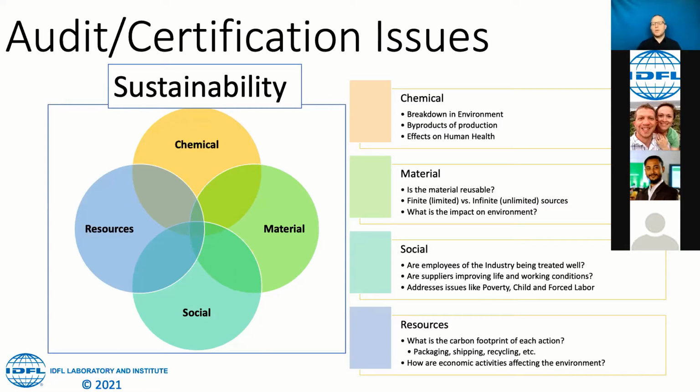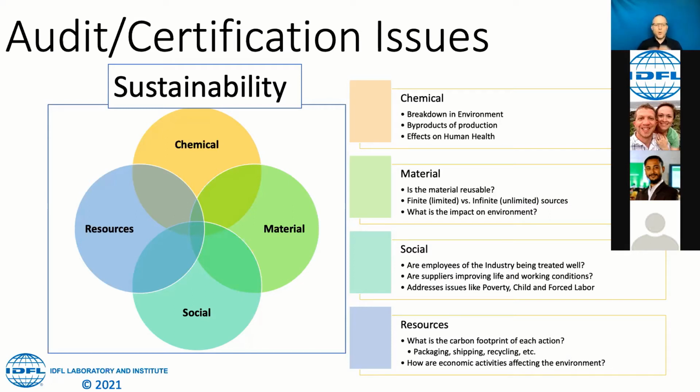Next of all is the social aspects. Are employers using the industry? Are the employees and the working conditions of the industry being treated well, or are they being improved? Previously, there were only issues of basically poverty, child and forced labor. But now we're looking at more and more of the overall happiness of the employees. Nobody wants to work in a horrible place that's dangerous and might get them killed. Everybody wants to spend time with their families.